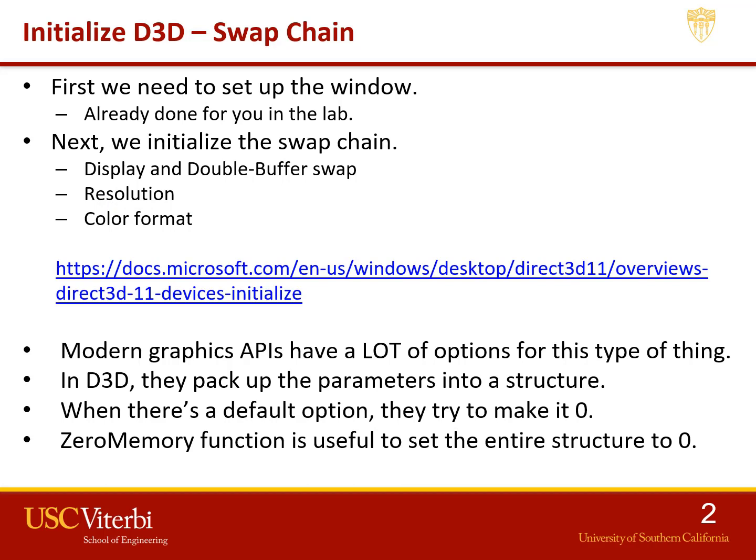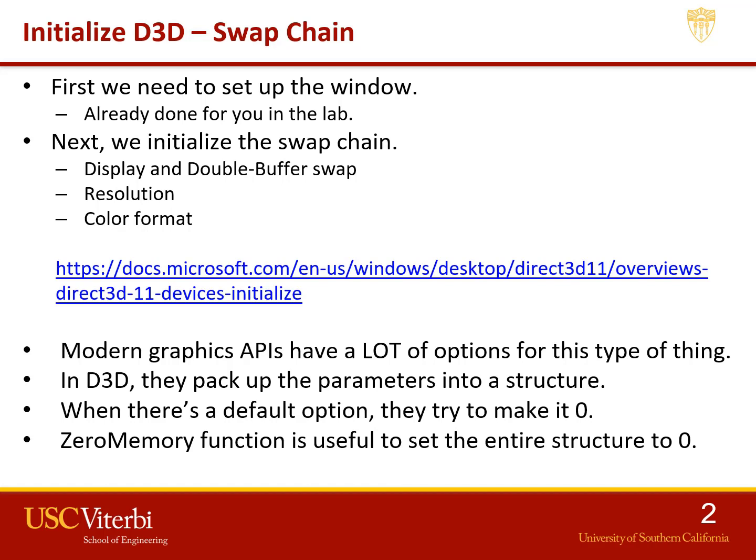But there's times when there are optional parameters, and if they're optional, 0 usually works. So there's a ZeroMemory function. That's a function call you do, and you just give it a structure, and it fills the whole structure with 0. So that's a good place to start, that way you don't have to fill in everything.